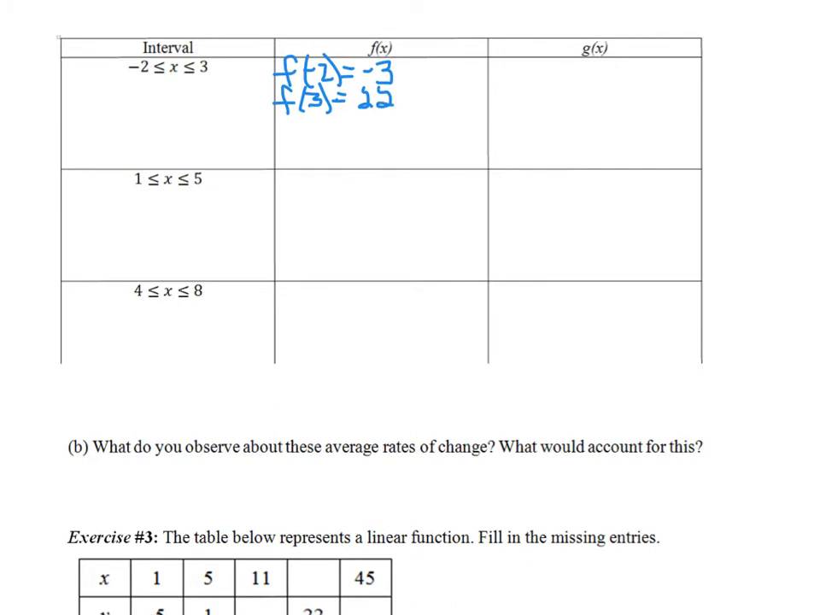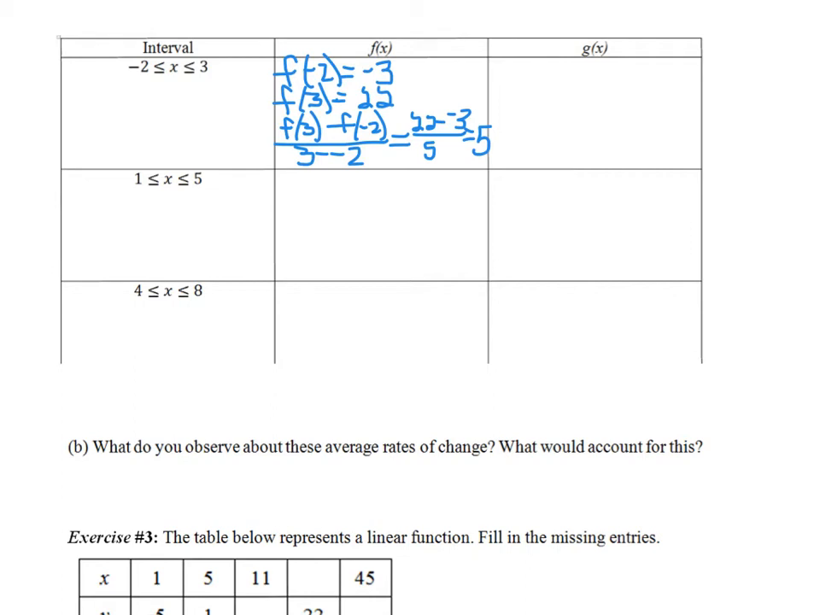So we need the function values at the endpoints. Now we're going to do f(3) minus f(-2) over 3 minus -2 to get the average rate of change. That tells me that I've got 22 minus -3 divided by 3 minus -2, which is 5. 22 minus -3 is 25. 25 divided by 5 is equal to 5. So the average rate of change on that interval for f(x) is equal to 5.